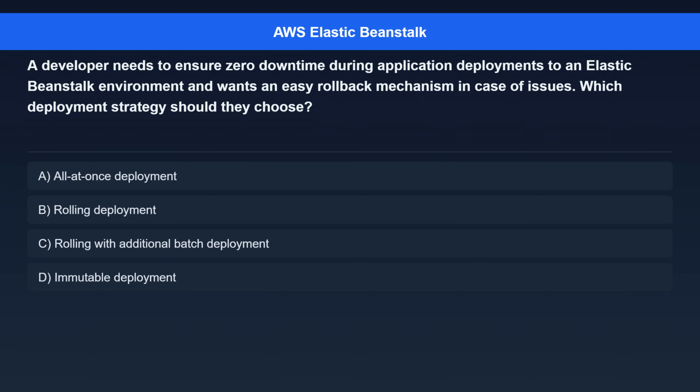Question 2. A developer needs to ensure zero downtime during application deployments to an Elastic Beanstalk environment and wants an easy rollback mechanism in case of issues. Which deployment strategy should they choose?